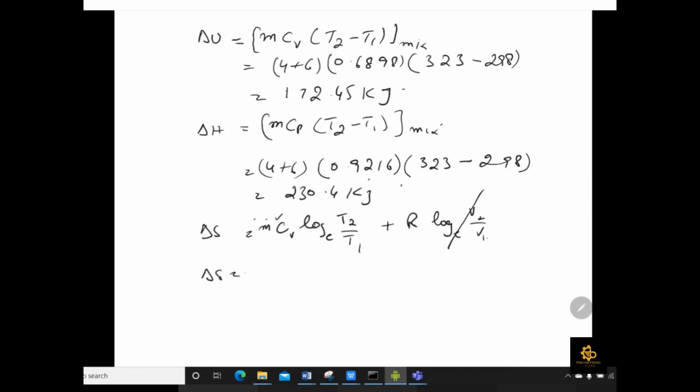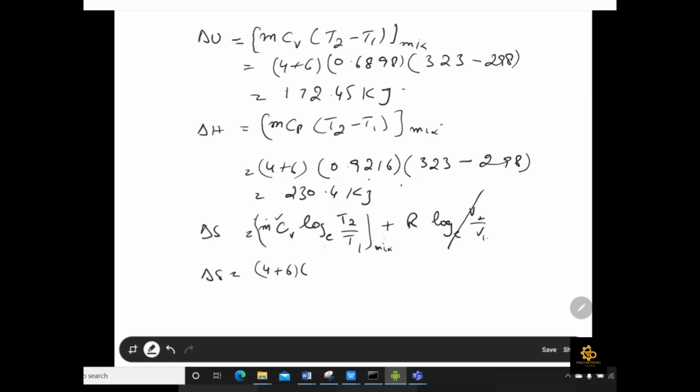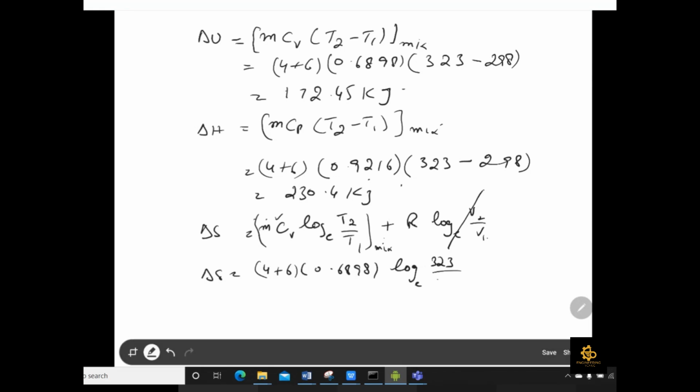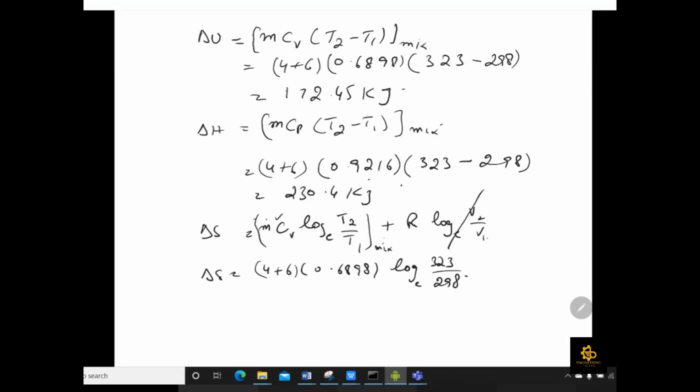So delta S is equal to the mass, which is 4 plus 6, times the Cv value of the mixture, because we are talking about a mixture. The Cv value is 0.6898, and log of 323 divided by 298. So if you just solve it, you will get the delta S value also, which is 0.55557 kilojoule per Kelvin.